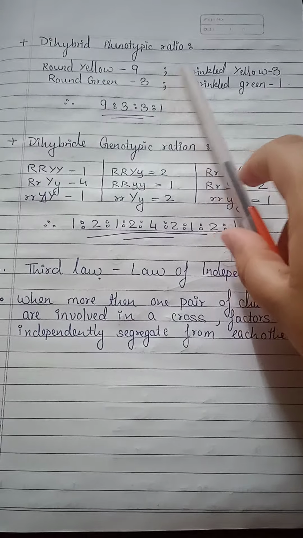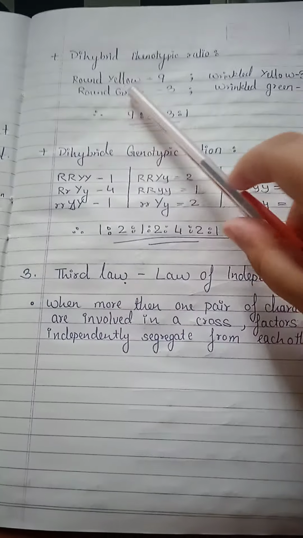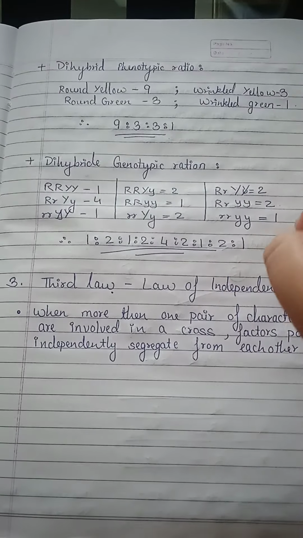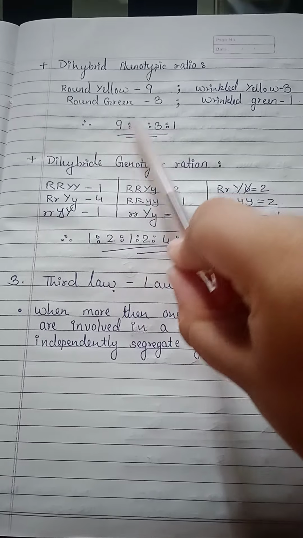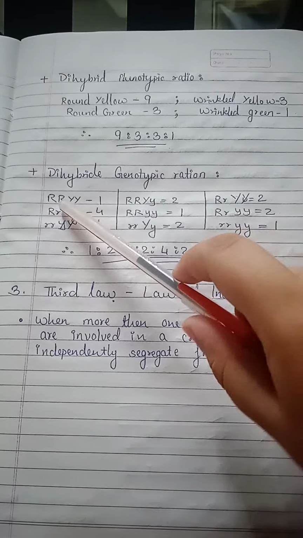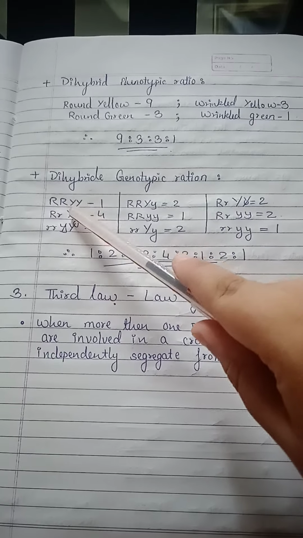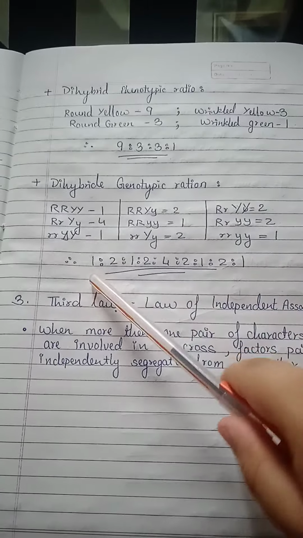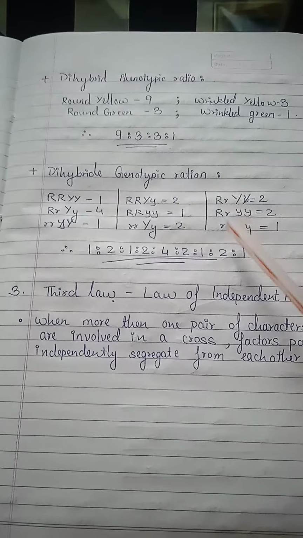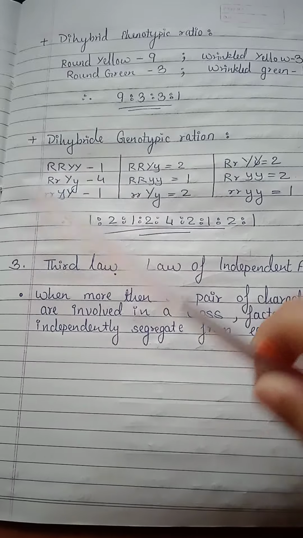The dihybrid phenotypic ratio of the Punnett square we get as round yellow 9, round green 3, wrinkled yellow 3, wrinkled green 1. Therefore, the phenotypic ratio is 9:3:3:1. Now, the dihybrid genotypic ratio. Genotypic ratio is this, we get using the genotypes capital R, capital Y, and so on. We get 1:2:1:2:4:2:1:2:1.